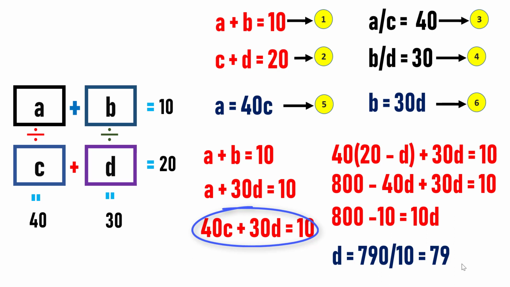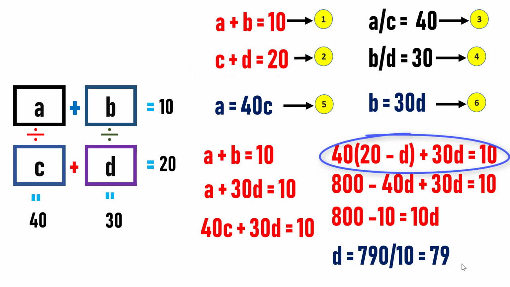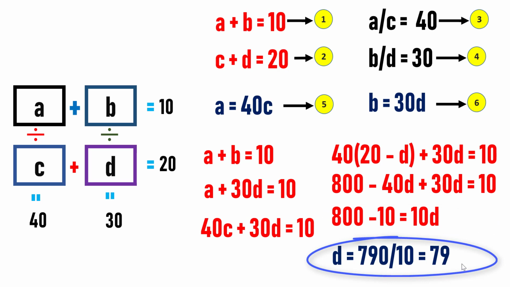Now substitute the value of C from equation 2. In equation 2, C equals 20 minus D. After substituting, now the equation becomes 40 into (20 minus D) plus 30D equals 10. Solving this equation, it becomes 800 minus 10 equals 10D. After solving this, the value of D is 79. So this is the value of the box D. Once we get the value of one box, then it becomes easy to find the value of the other boxes.